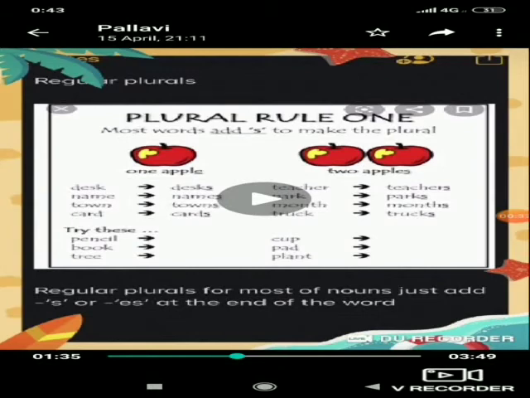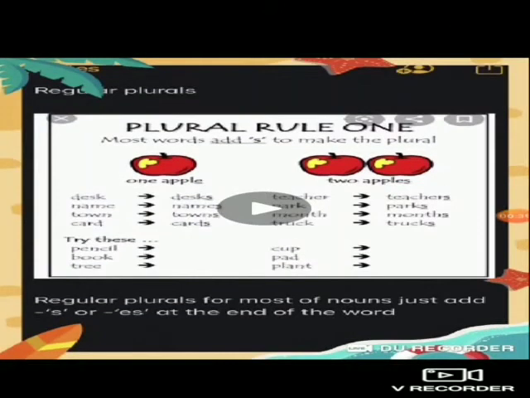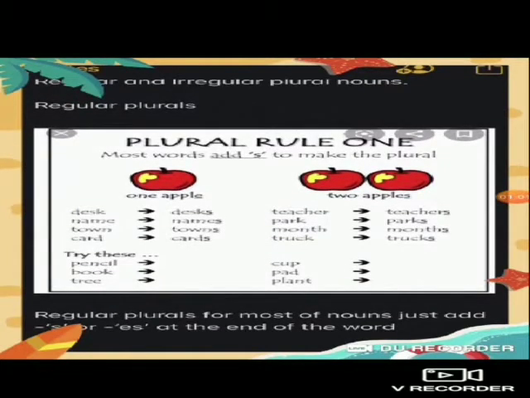Let's try the few ones which are given down. Can you try, children? Let's see. One pencil, many pencils. One book, many books. One tree, can you say many trees? One cup, many cups. One pad, many pads. One plant, many plants. So this is the first rule where we basically add s to make the word plural.